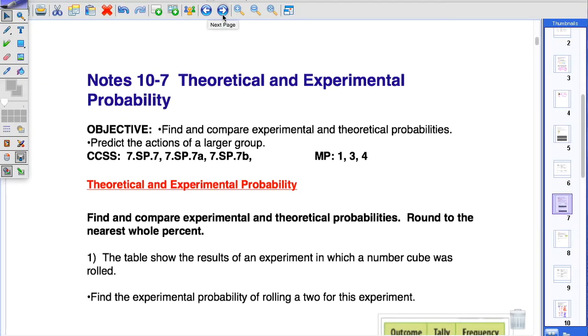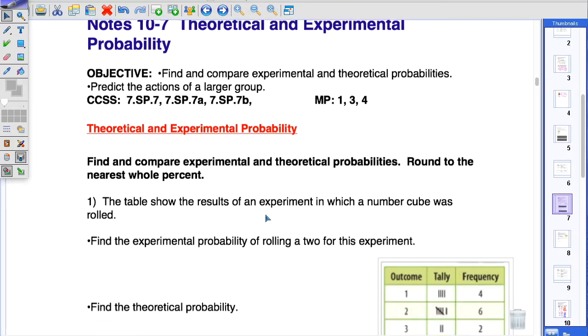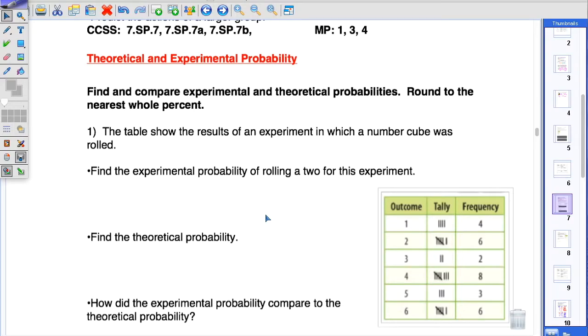Notes 10-7, theoretical and experimental probability. The objective is to find and compare experimental and theoretical probabilities, and predict the actions of a larger group. The Common Core state standards are listed, and the mathematical practices. Theoretical and experimental probability: find and compare experimental and theoretical probabilities, round to the nearest whole percent.